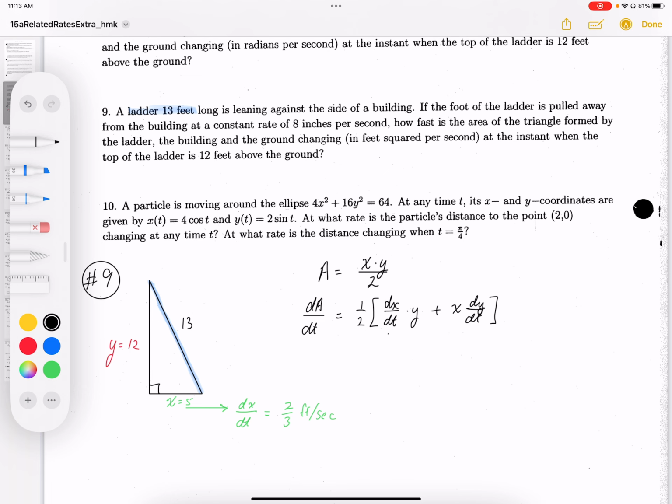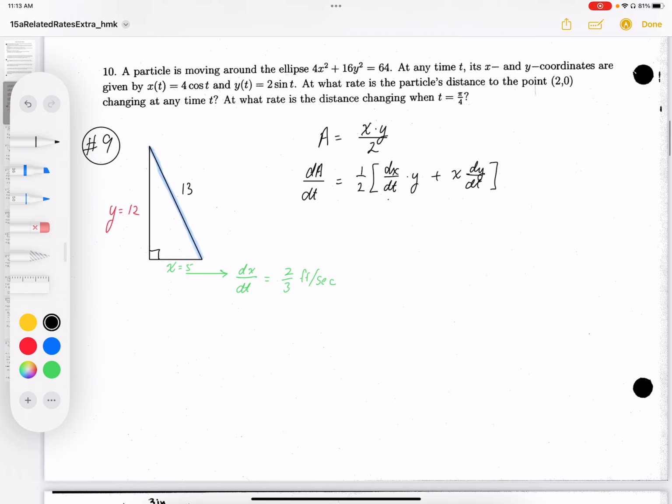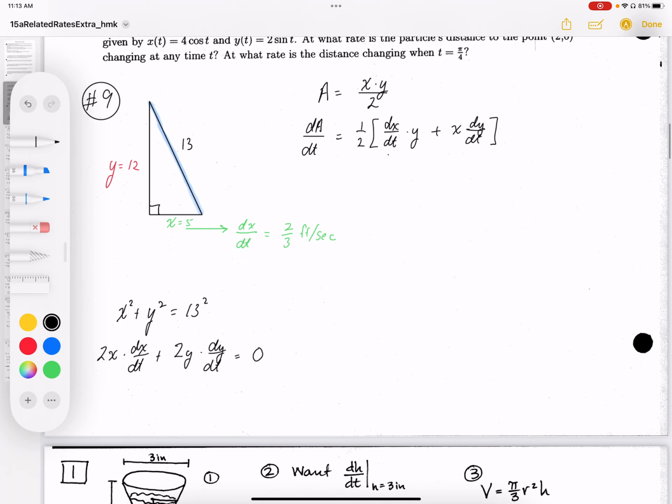dy by dt. So what we need then is some other relationship that's going to generate a dy by dt. And in this right triangle, that relationship is going to be this. x squared plus y squared equals 13 squared. Okay, the 13 is constant, so we're going to leave it as 13. And then when we differentiate this implicitly, I get 2x times dx by dt plus 2y times dy by dt. And that's going to equal the derivative of 13 squared, which is 0.